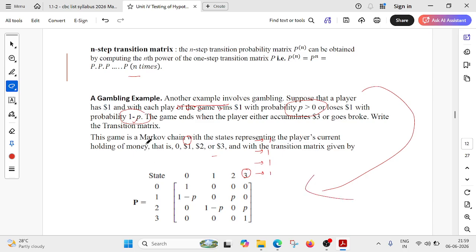The game is a Markov chain in which the state represents the player's current holding of money: $0, $1, $2 or $3, with the transition matrix given like this. If you see that, each row should sum to 1, otherwise we can't calculate using these states.